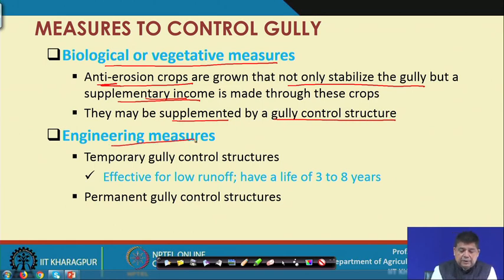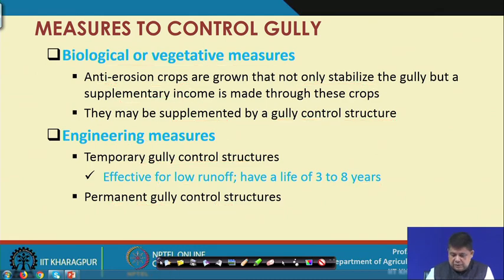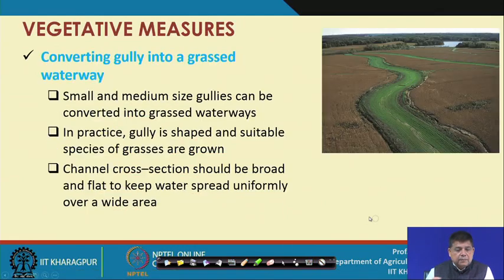Then on the engineering measures, we have temporary gully control structures, which are effective for low runoff and have a life of 3 to 8 years, and the other category, permanent gully control structures. We will see each one of them in great detail in this lecture or in following lectures. So, today we look into vegetative measures, various vegetative measures.